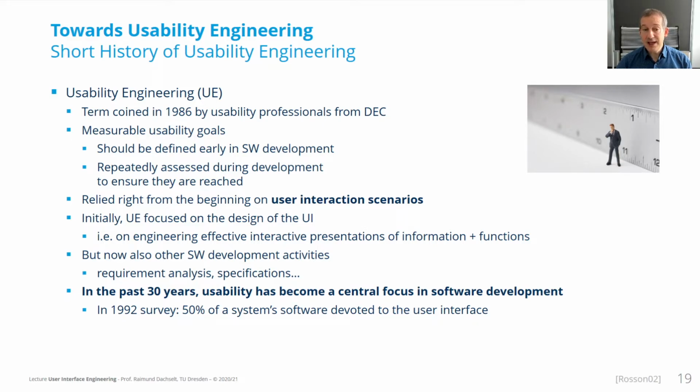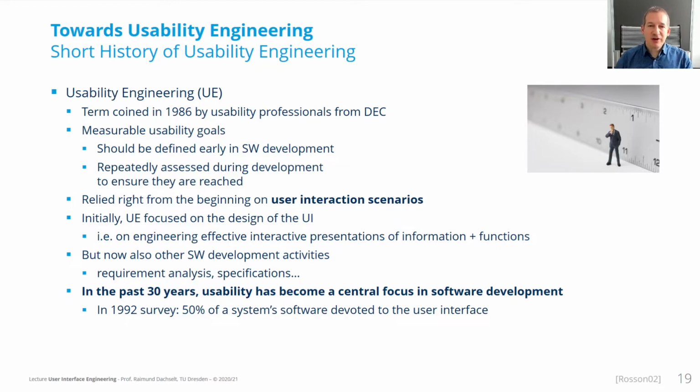And right from the beginning, this was relying on user interaction scenarios. Initially, usability engineering focused on the design of the user interface. That means engineering effective, interactive presentation of information and the system's function. But now also other software development activities belong to that. That means requirement analysis and specification were taken into account.